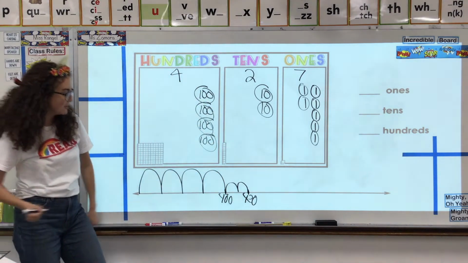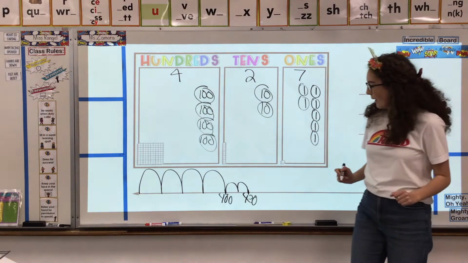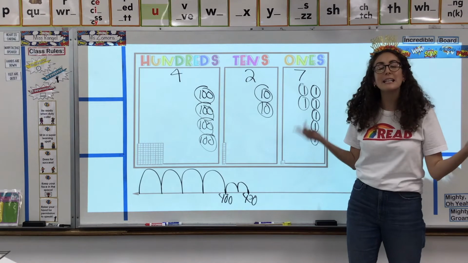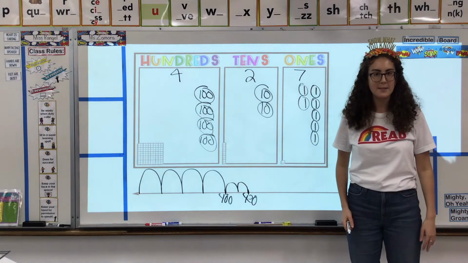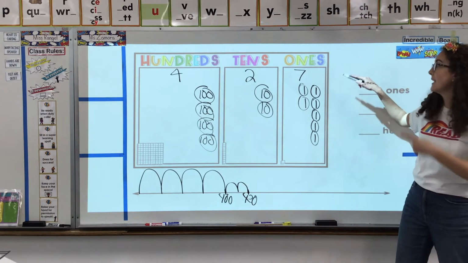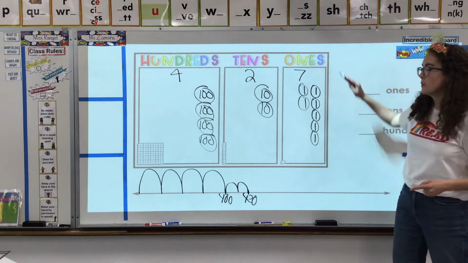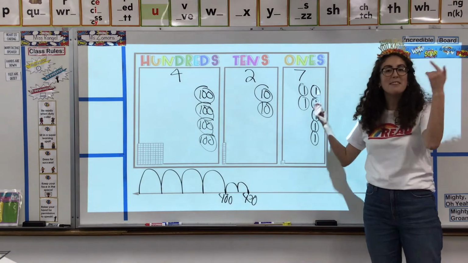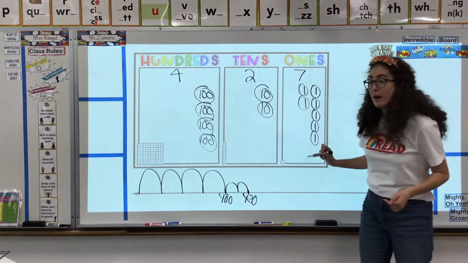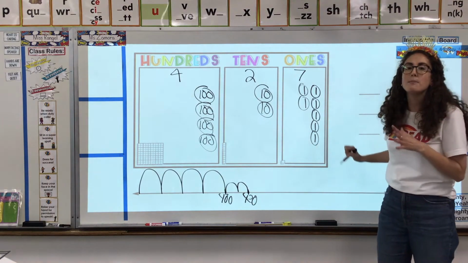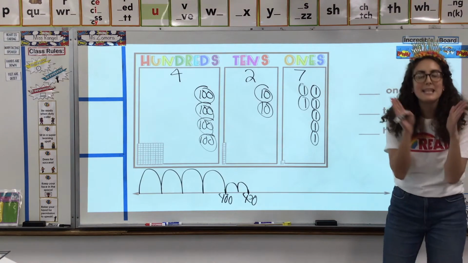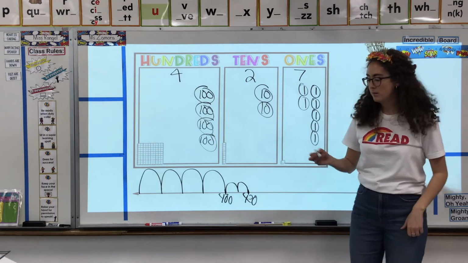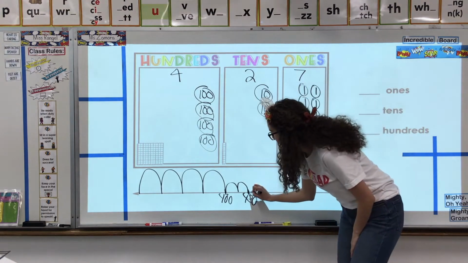420. Awesome job. Okay, so you see I've got hundreds and tens, and they're clearly different value sizes. Last but not least, how many ones do we need to jump? How many ones? 7 ones, of course. So my ones are going to even be smaller, since a 1 is the smallest unit. So we're at 420. Let's start adding our ones.